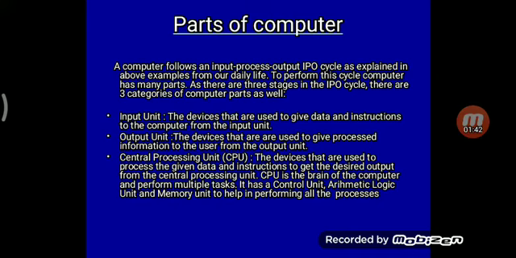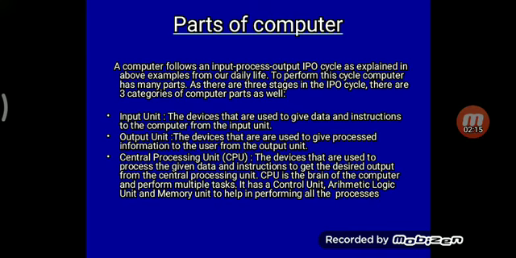Input unit. The devices that are used to give data and instruction to the computer form the input unit. Input device examples: keyboard, mouse, scanner, etc. Output unit. The devices that are used to give processed information to the user form the output unit.